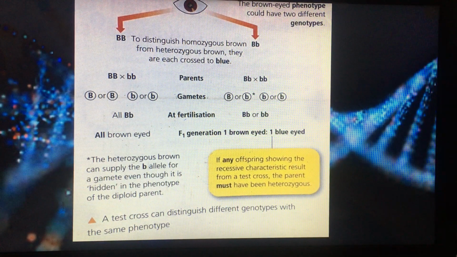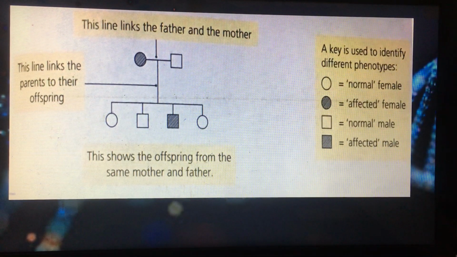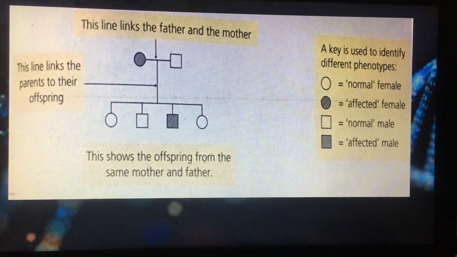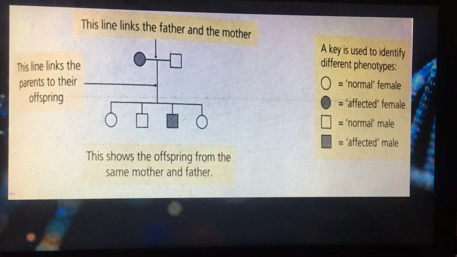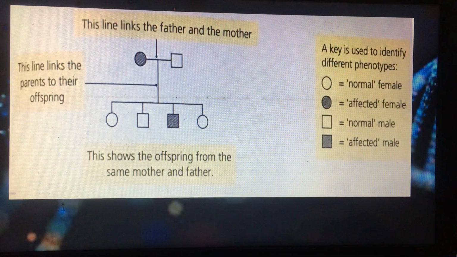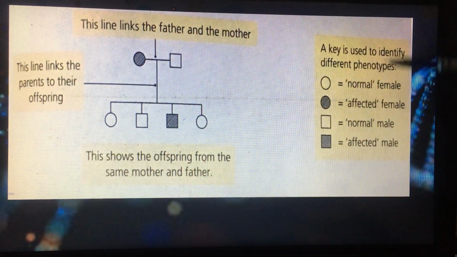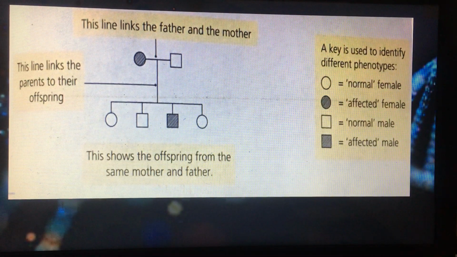Now, here we have the pedigree. The results of genetic crosses are sometimes shown as a pedigree. So what is a pedigree and how do we read it? If you look here, we have a key. We use it to identify different phenotypes.